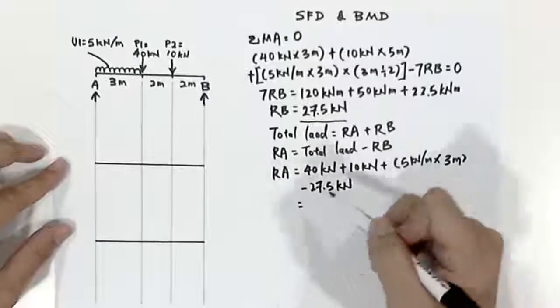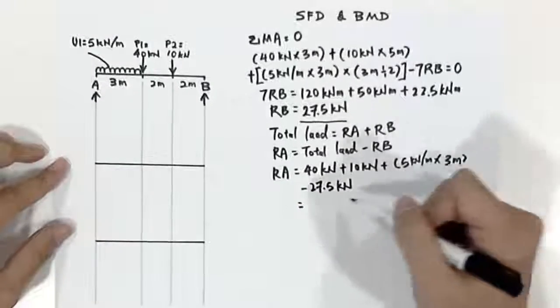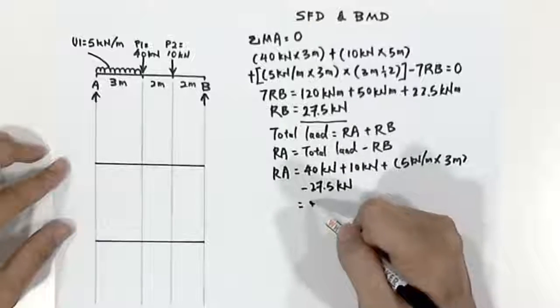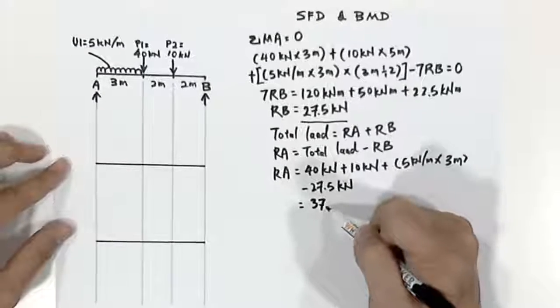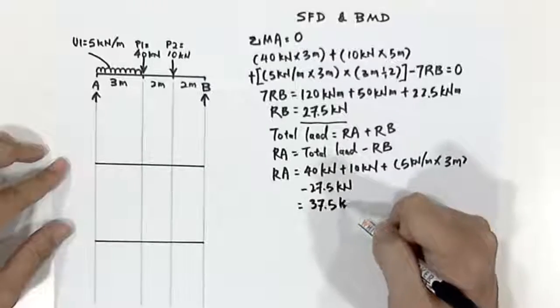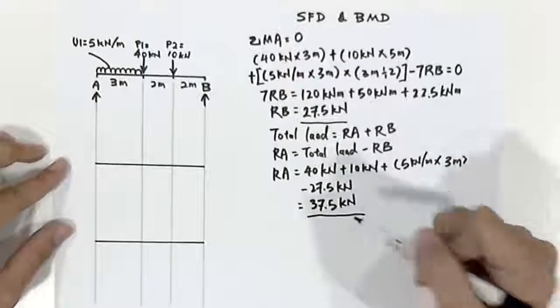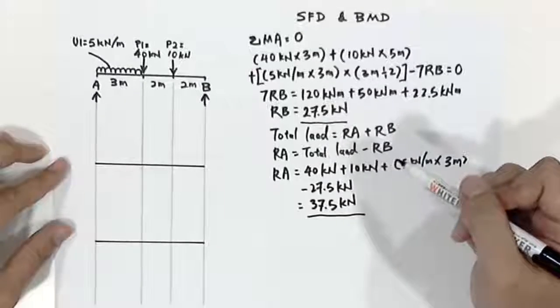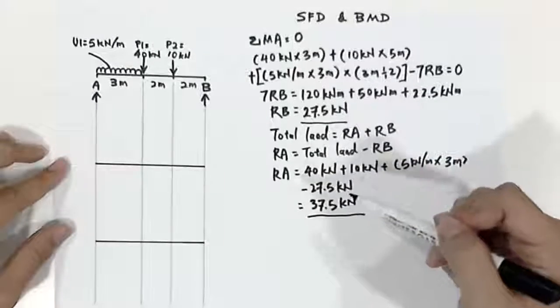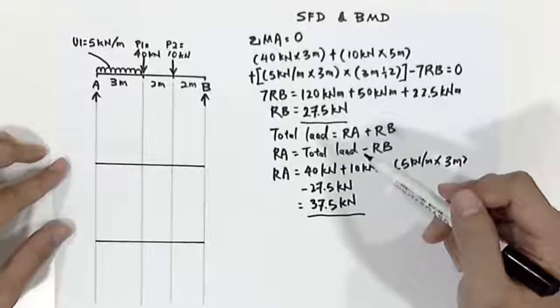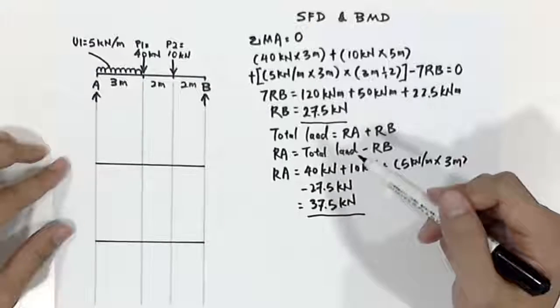Okay, so if you solve this calculation, what we'll get is 37.5 kilonewton. So this is our RA. Once we have RA and RB, we can start to work on our shear force diagram.